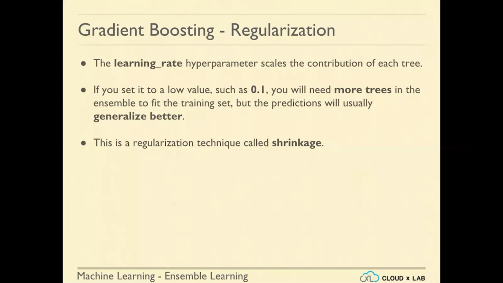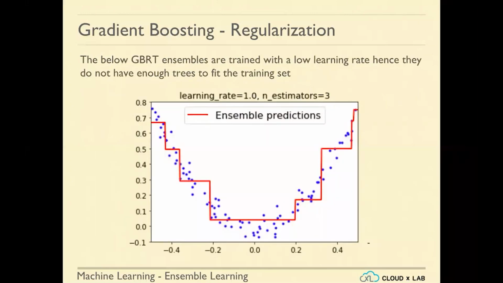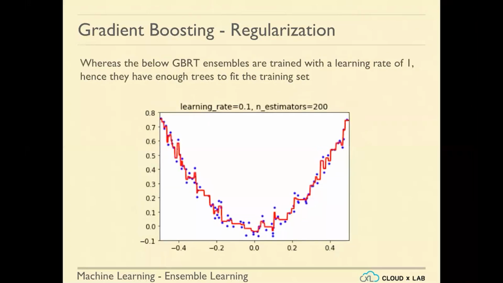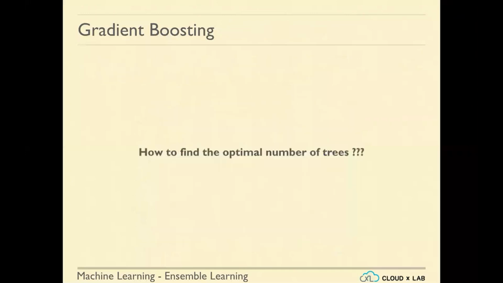So instead of letting the contribution of each of the subsequent trees be one, as in our example, where whatever value they were predicting, we were just adding them, we can change that to some fraction. Here the learning rate was 1, and here the learning rate was 0.1, and we needed a lot of trees in order to fit the training set. The question is, how do we find the optimal number of trees?